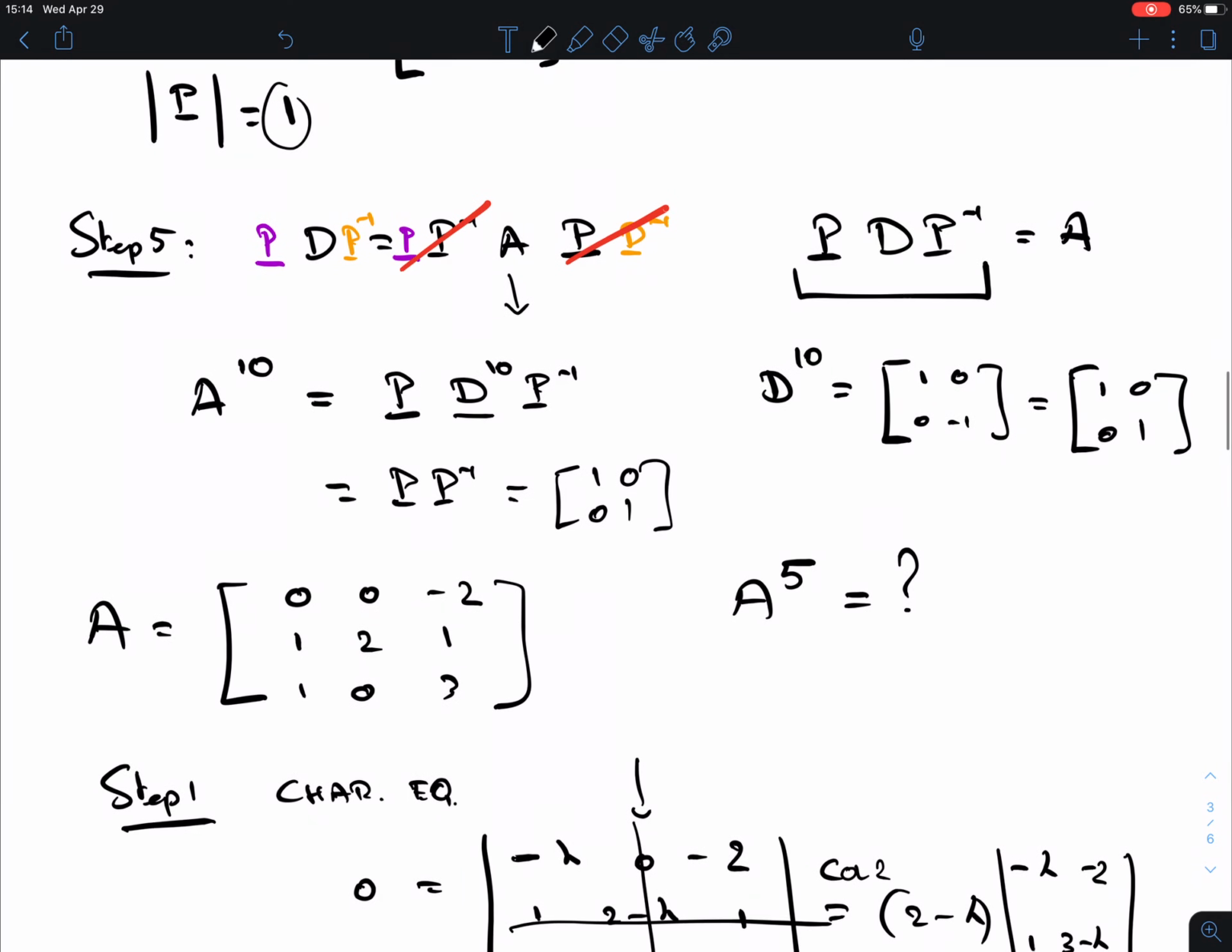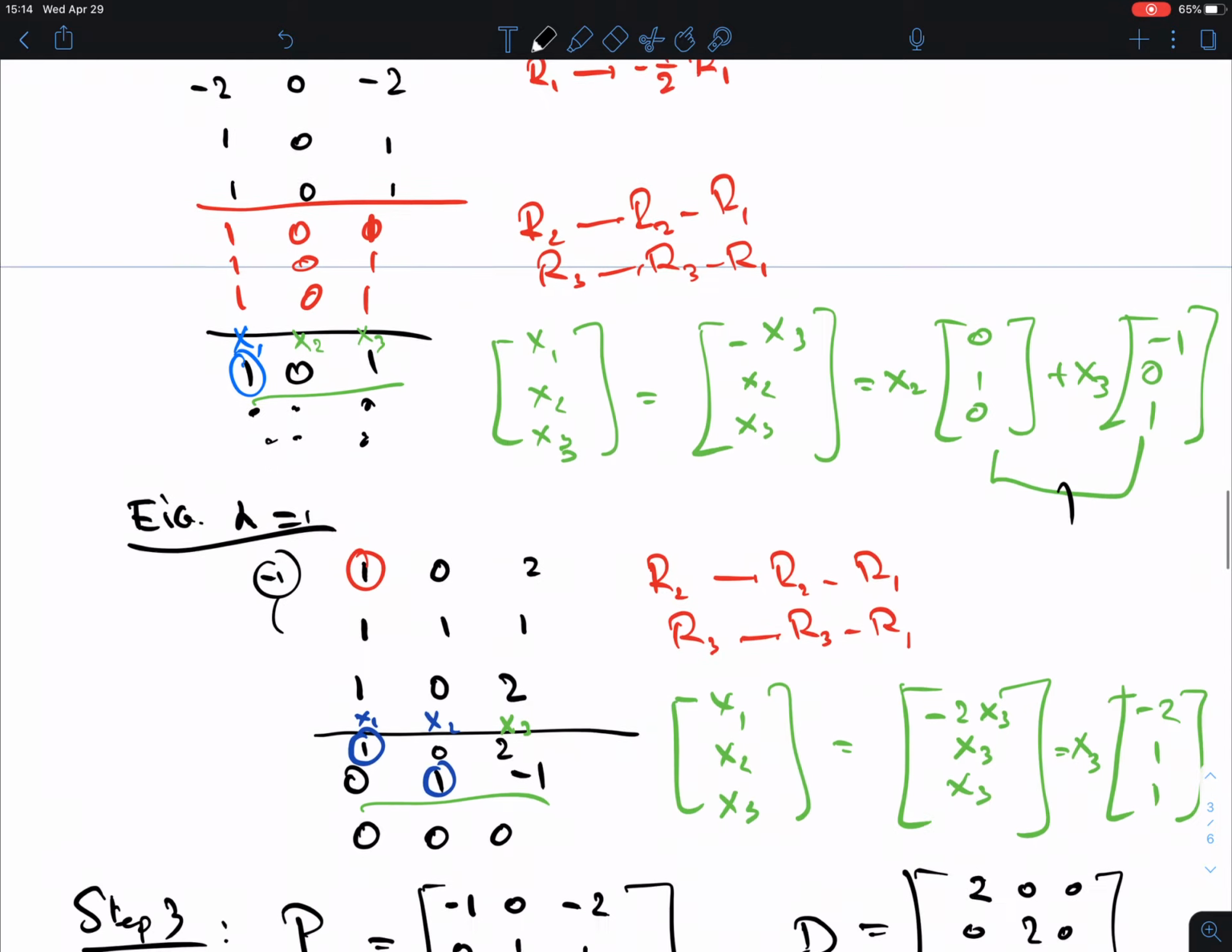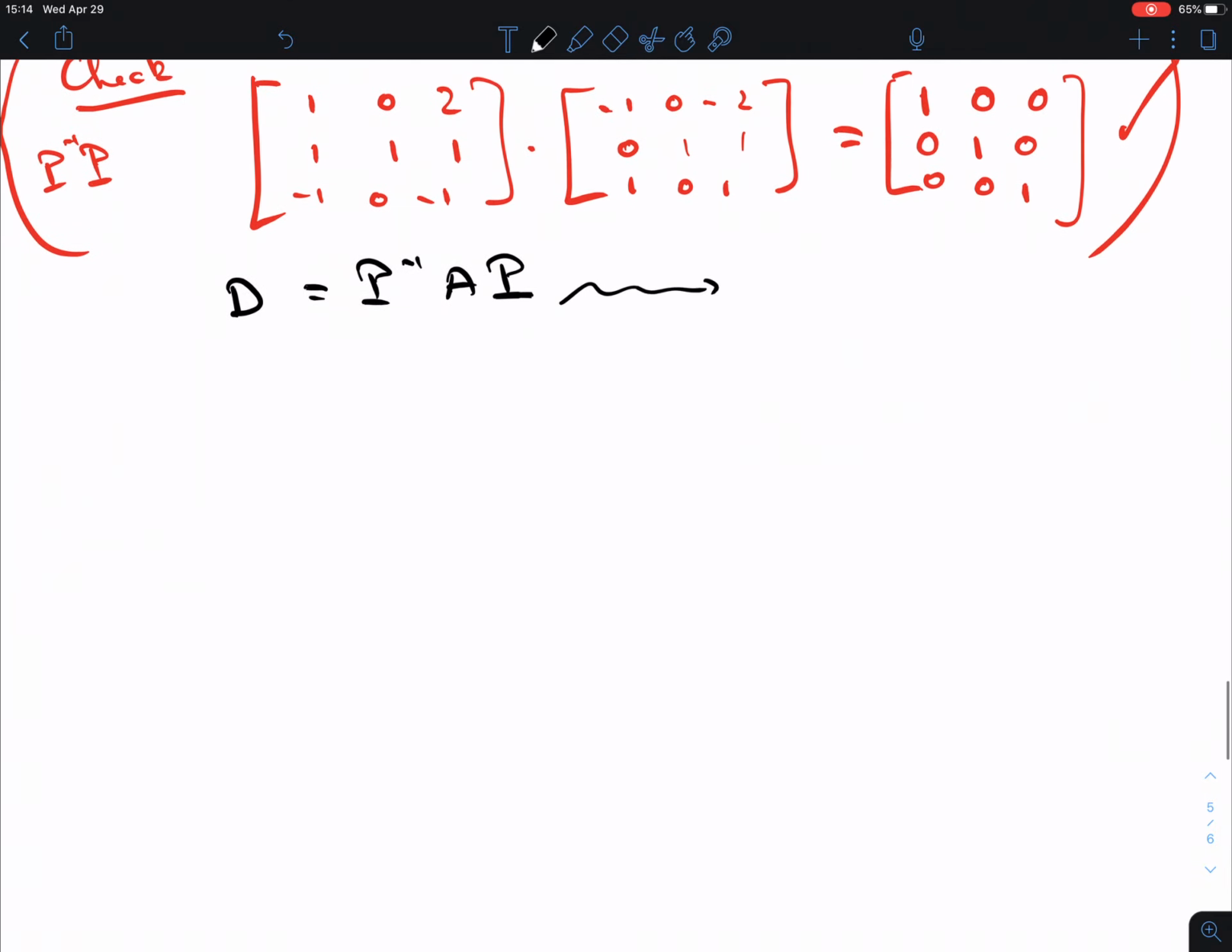Where did I do this? Right here. We get the same similarity relation, but with the role of P and P inverse reversed. So we get P times D times P minus 1 is A.